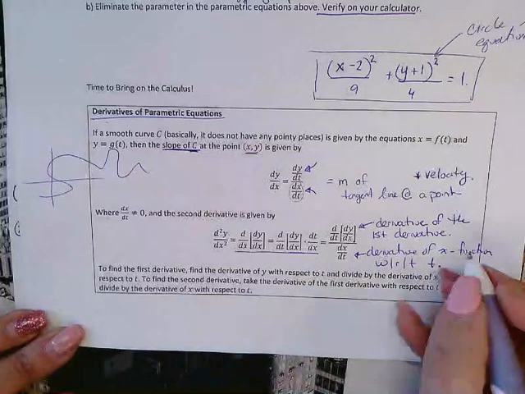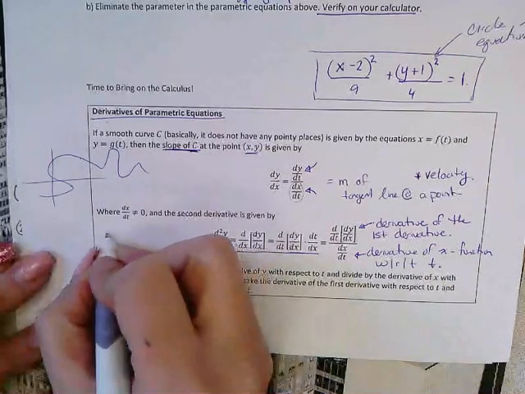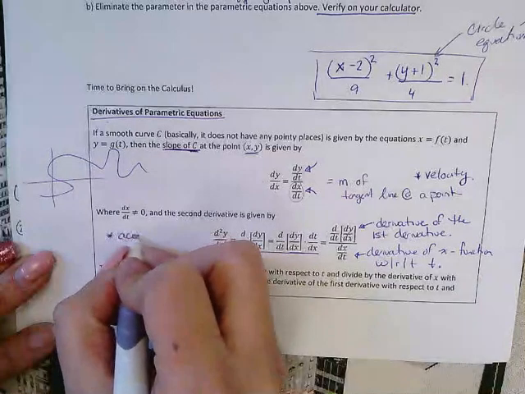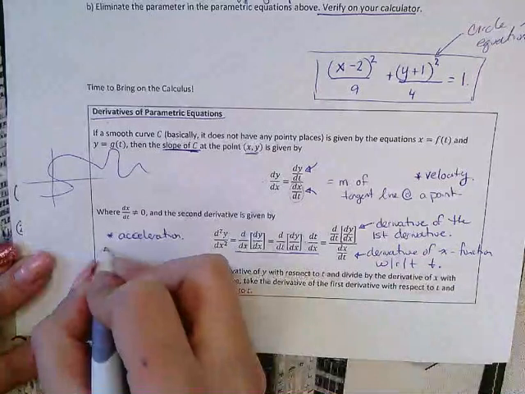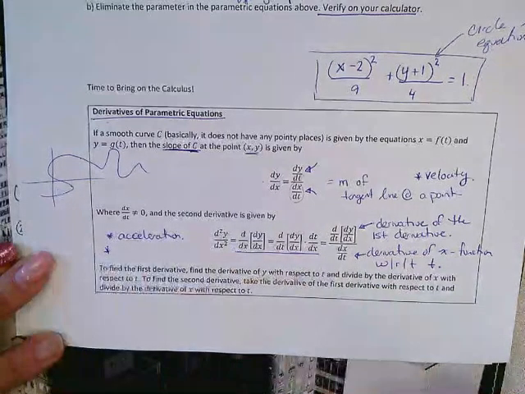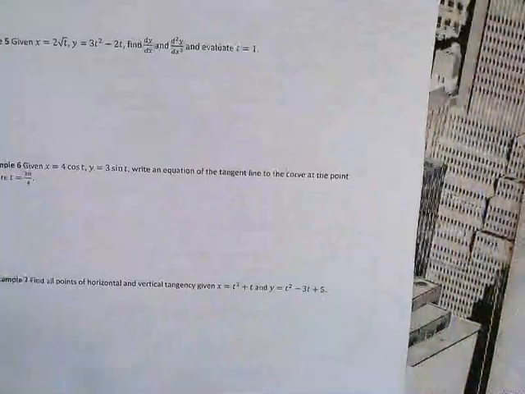And if you remember, when we find the second derivative, what are we actually finding? Acceleration. And it also gives us our concavity. So keep that in mind. Alright, moving on.